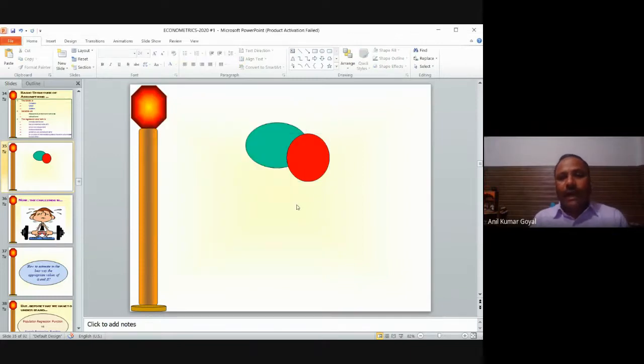So I have one dependent variable, that is y. I introduced one variable, that is x. So the portion, this portion, or better, I should go to Paint. That will be easy for me. I'm sharing my complete screen.